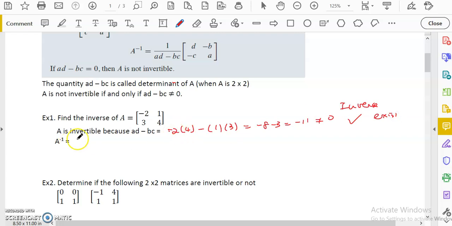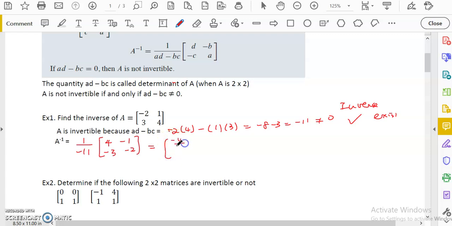And I'm going to find the inverse. The inverse is 1 over this determinant, -11, and then a matrix, because an inverse, of course, is a matrix. So the main diagonal switch, the non-diagonal, just change sign. And there, if you want to, you can multiply it in.